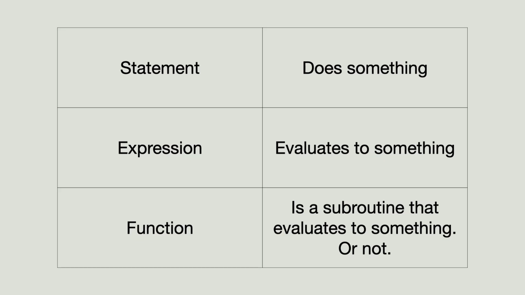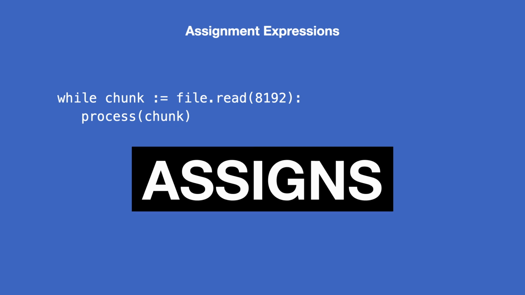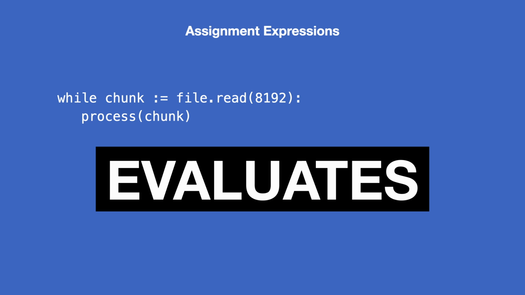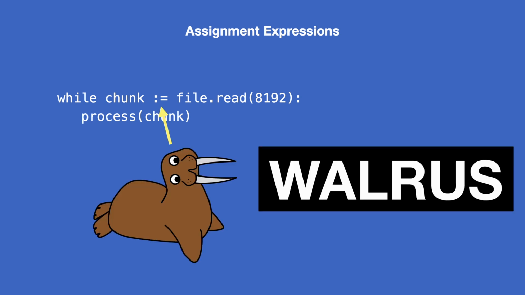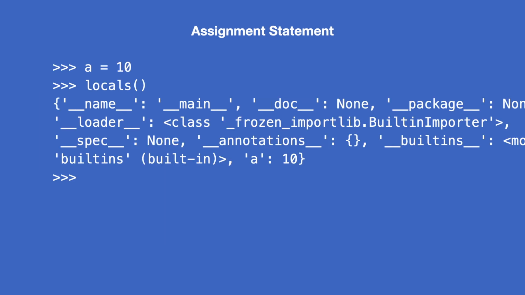So generally, this table is correct, but as always, there are some exceptions. For example, Python has an assignment expression that assigns a value and evaluates to a value. Python uses the walrus operator for this. Now, there is one thing I promised to come back to, and that is the namespace.